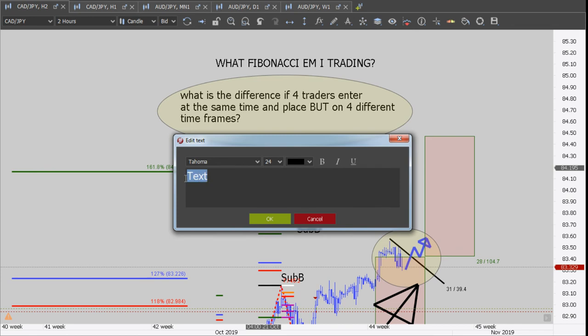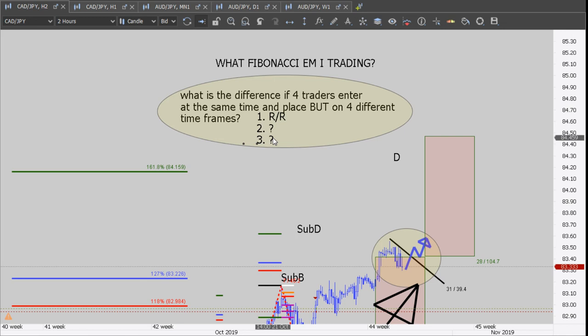So everybody, you are right. Number one is risk reward, of course. What is number two? You have number two and you have number three. Lot size, no sir, doesn't matter. Aquas, no sir, lot size doesn't matter. You can risk 1% on the monthly if you have enough capital. And you can risk 1% on the 2-hour chart. Aquas, lot size, no sir.